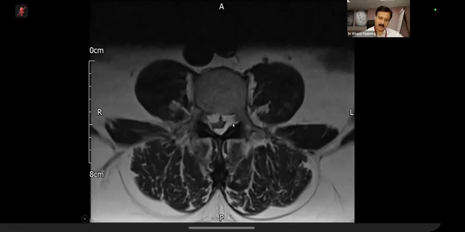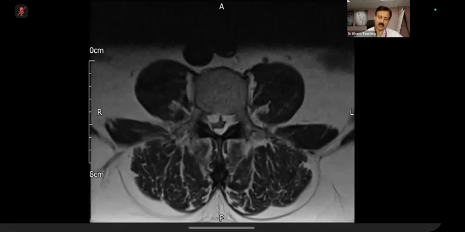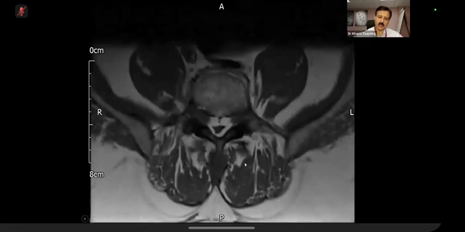Look at this signal. What is this signal? This is the gradient echo, isn't it? No, this is a T2. And if I show you a T1, which was before, now this is T1. What is this signal?